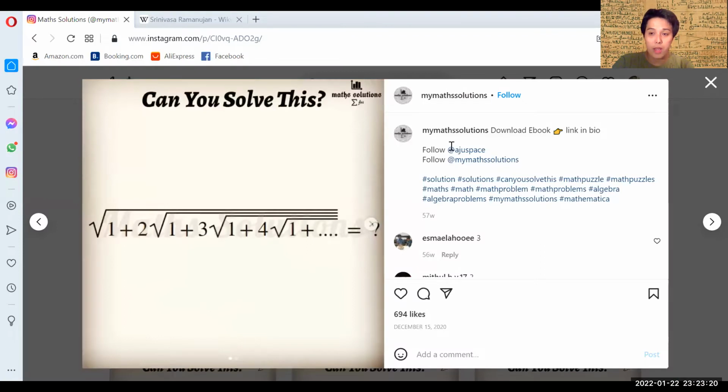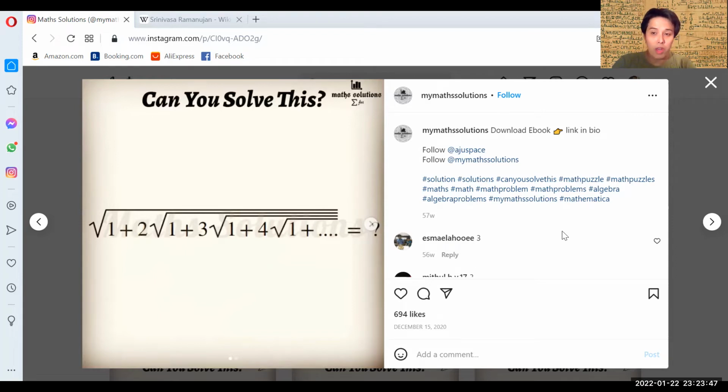I'm going to show everybody this problem. Now, this question is often seen in mathematical Olympiads. It comes up very often. This problem is asking us to solve this radical: the root of 1 plus 2 root of 1 plus 3 root of 1 plus 4 root of 1 plus 5, and so on and so forth till infinity. What is this entire nested radical equal to?